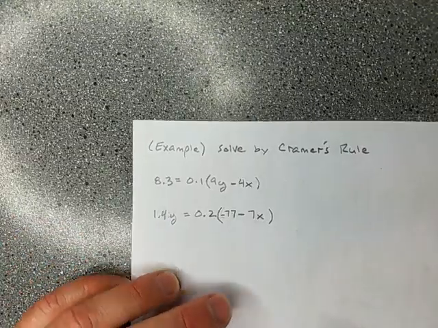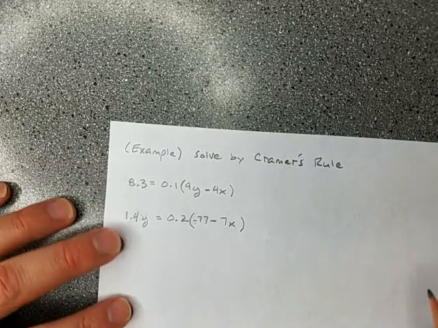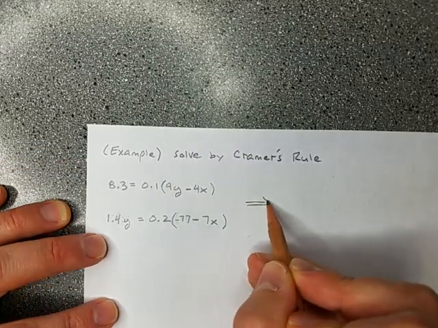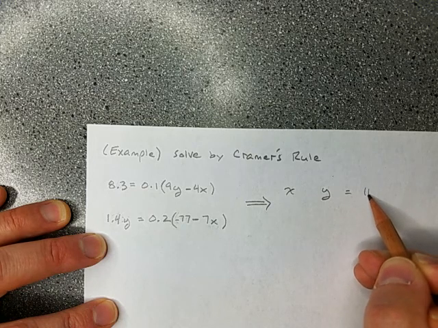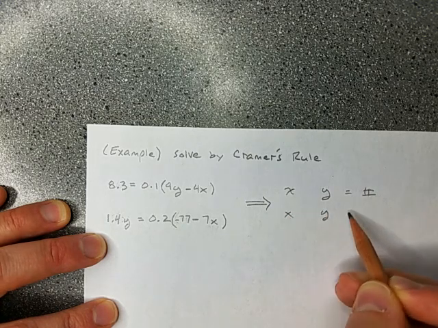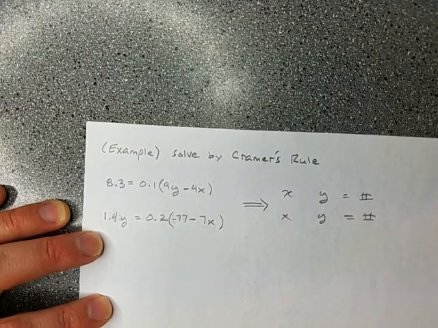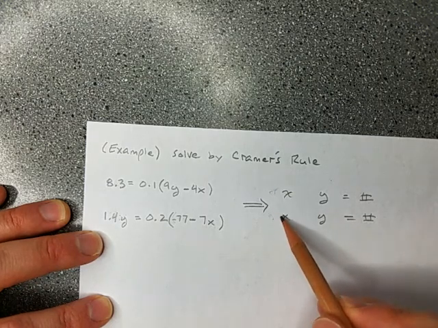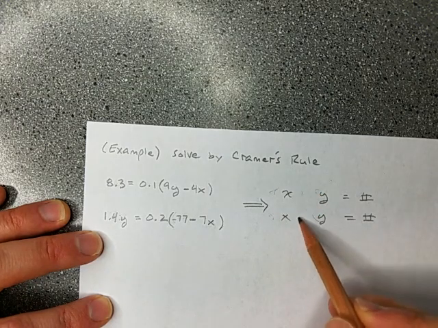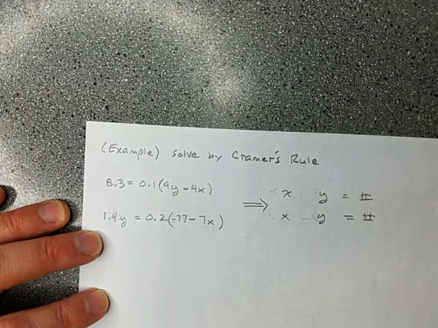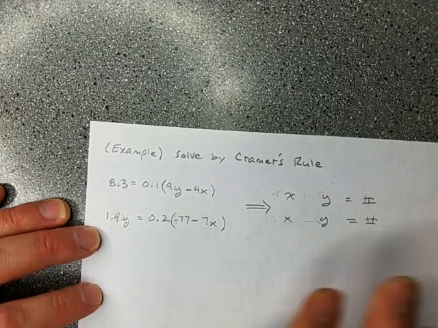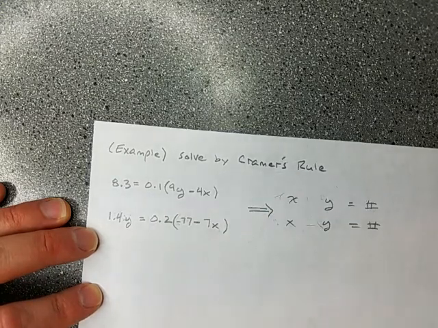Now, this one is not arranged that way. So, I'm thinking that in order to use Cramer's rule, I need x, y equals a number, and x, y equals another number. Now, there will be coefficients and pluses and minuses, but it's got to look like that. I've got to rearrange it that way. Okay? So how are we going to get from here to here so that we can use Cramer's rule?